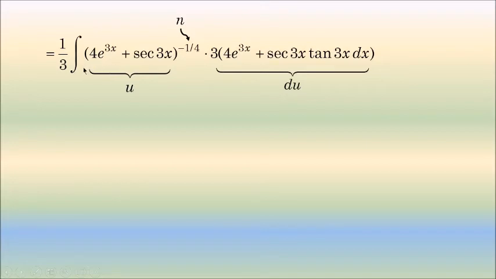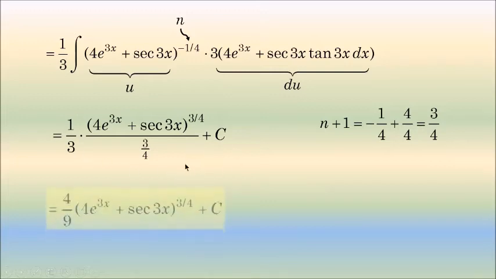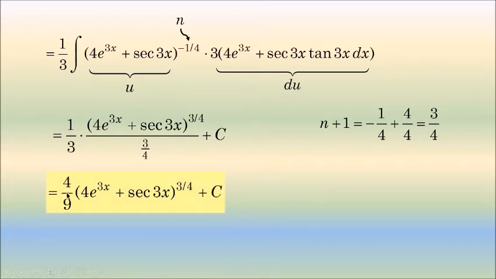Since this integral takes the form of the integral of u to the n du, it is equal to u to the n plus 1, over n plus 1. n plus 1 is 3/4. So all over 3/4, times 1/3, plus c. Simplifying, we get 4 over 9 times (4e to the 3x plus secant 3x) to the 3/4 plus c. So this is the integral of the given problem.